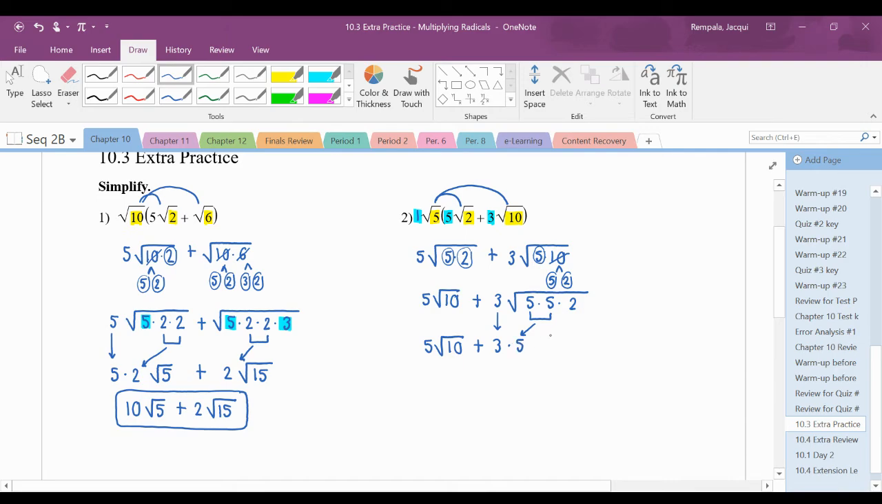And then the 2 that didn't have a pair will stay under the square root. So we have 5 root 10 plus, now when I multiply 3 and 5 to give me 15, because once again, I can't break up the 10 any further under the square root, and the 10 and the 2 don't have the same number, I'm not going to be able to add these any further, so this would stay my final answer. So that's a monomial, so one term being multiplied by a binomial, which is 2 terms.